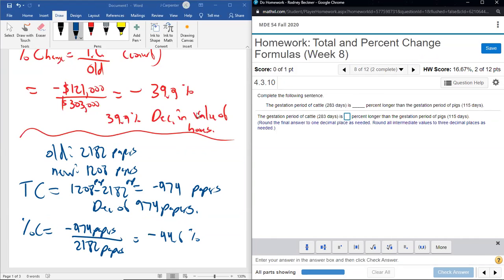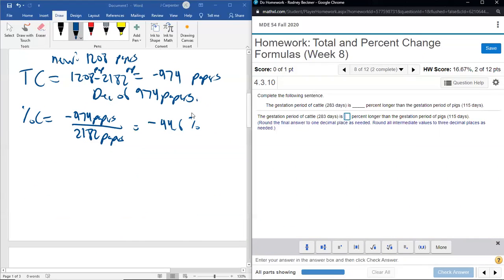So which one are you supposed to call the old and which one are you supposed to call the new? Well, we had said that you need to use the language to determine which one is the, quote, old. So when they say longer than the gestation period of pigs, we're going to say that pigs is the old, since that is the one being compared to.